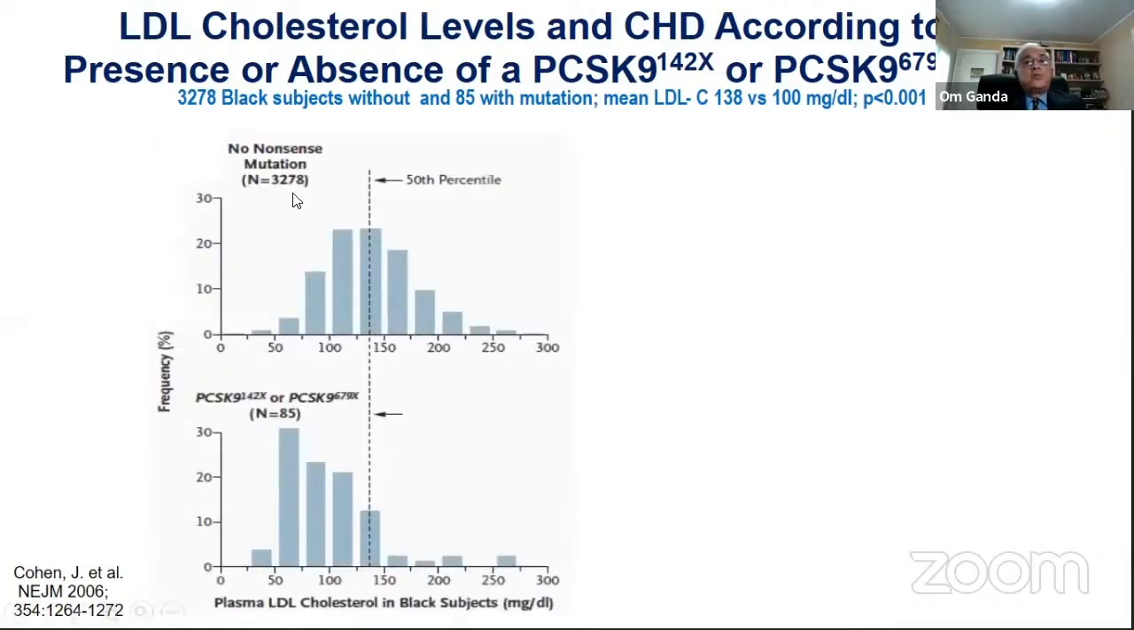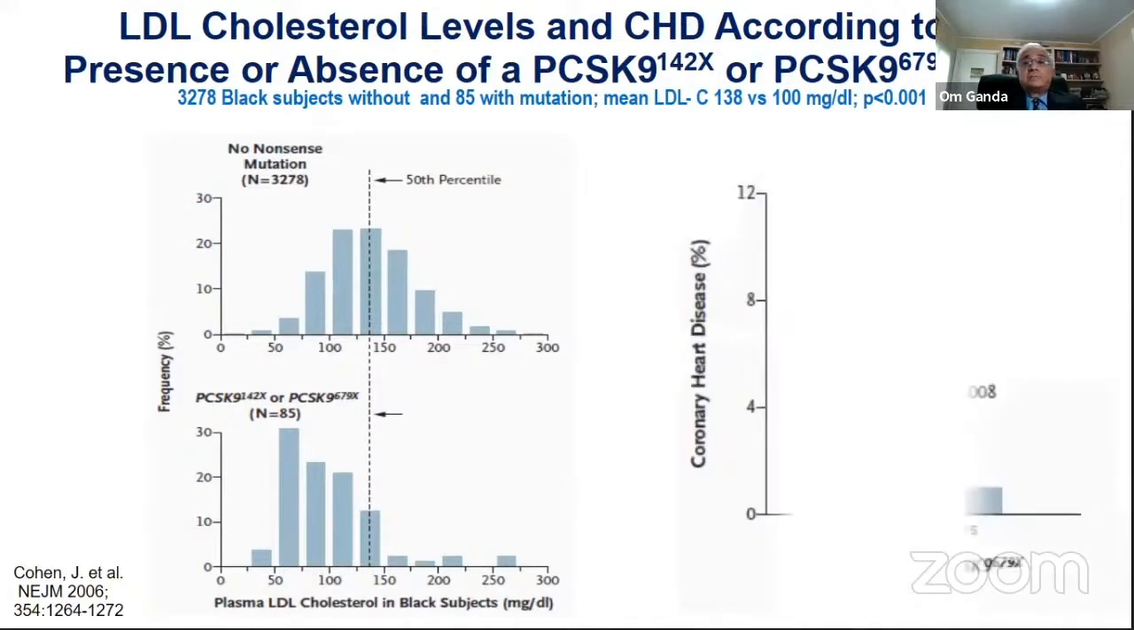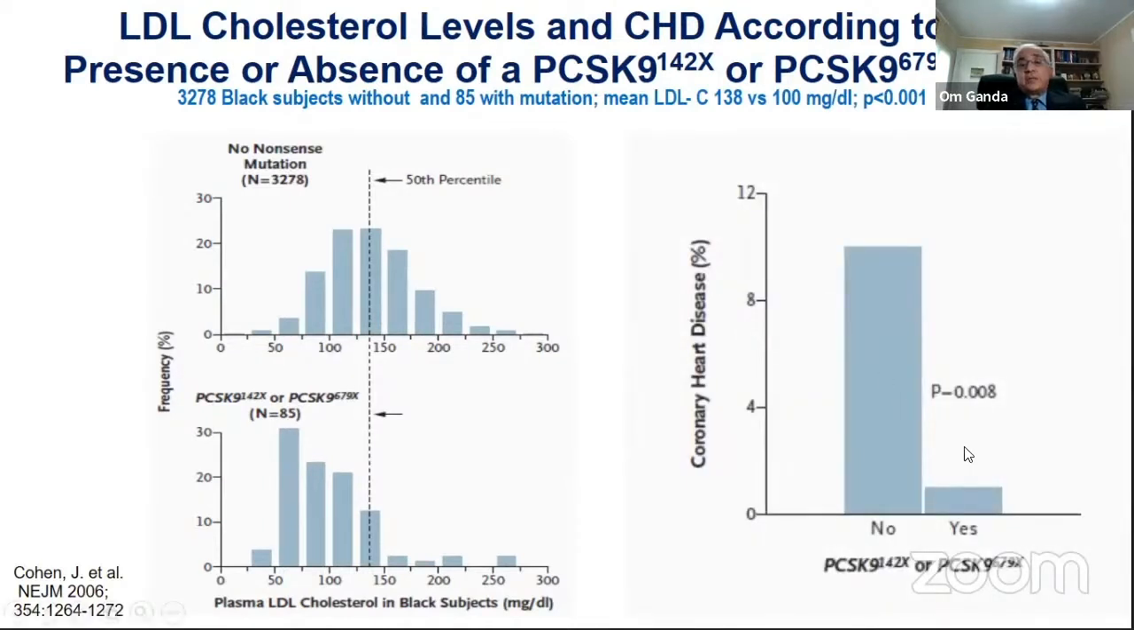And so people with no mutation among these 3,200 people, you can see there was a normal distribution of cholesterol, okay? This is the cholesterol curve. And people who had the mutation, you can see the whole curve is shifted to the left. And so therefore, they had much lower cholesterol compared to these people who had no mutation. And not only that, but since they were following these people for a long time, they found there was a 90% reduction in coronary artery disease events. Huge reduction, not normally feasible in our hands, because we start lowering cholesterol at age 40 or 50, as I said, but these are the cholesterol levels from birth.